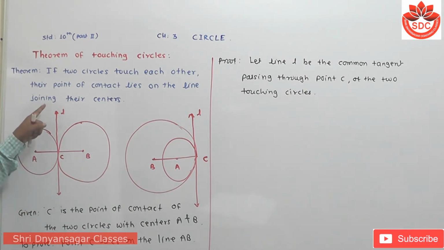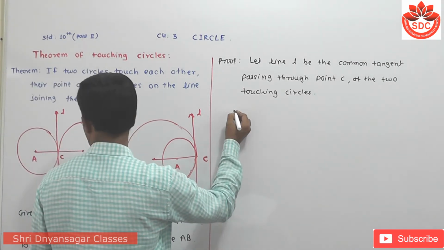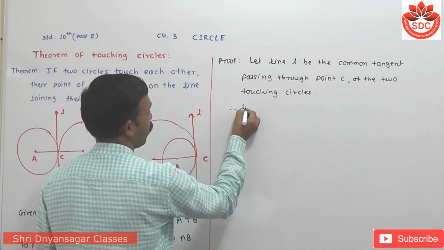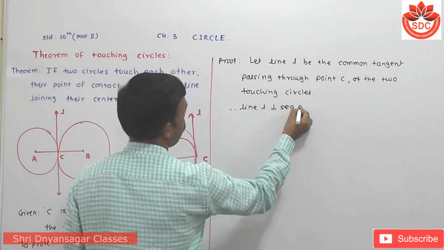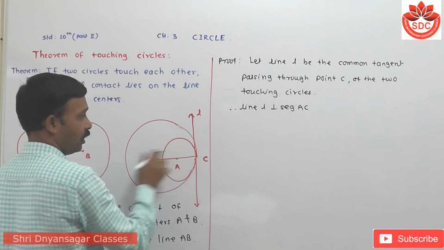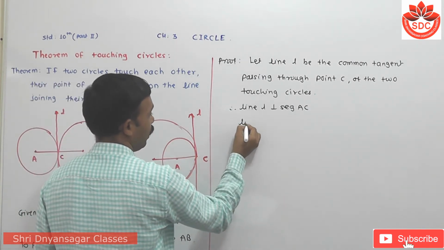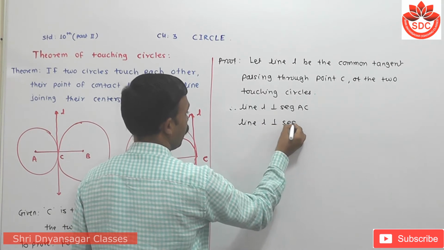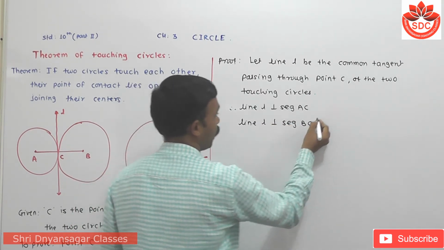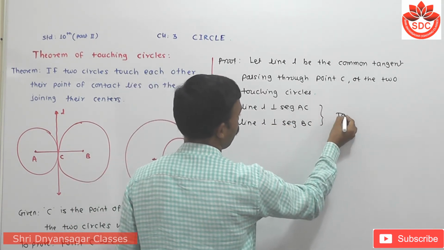This means that line L is perpendicular to the segment AC, because by the tangent theorem, the tangent is perpendicular to the radius. So I have to write here: line L is therefore perpendicular to the segment AC. Also, for both cases, line L is perpendicular to the segment BC, because by using the tangent theorem.